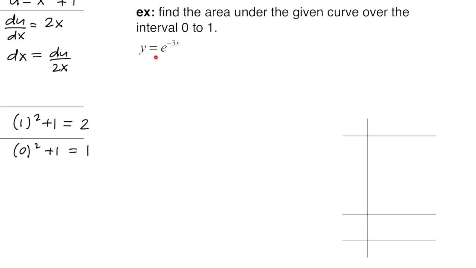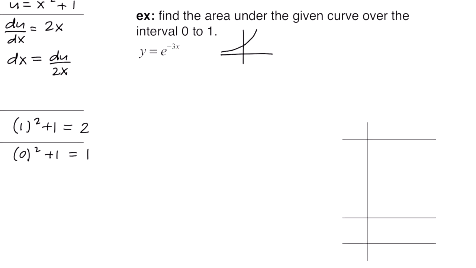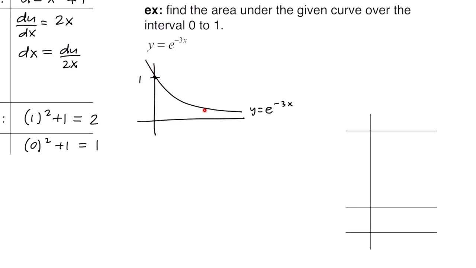This example says find the area under the given curve over the interval from 0 to 1, and our curve is y equals e to the negative 3x. So remember, the graph of e to the x looks like this. So once you have a negative in front of the x, that reflects the graph across the y-axis. And then when you have a 3, that just makes it a little more stretched out. So here's a general sketch of the graph of e to the negative 3x. And we want to find the area under this curve from 0 to 1.